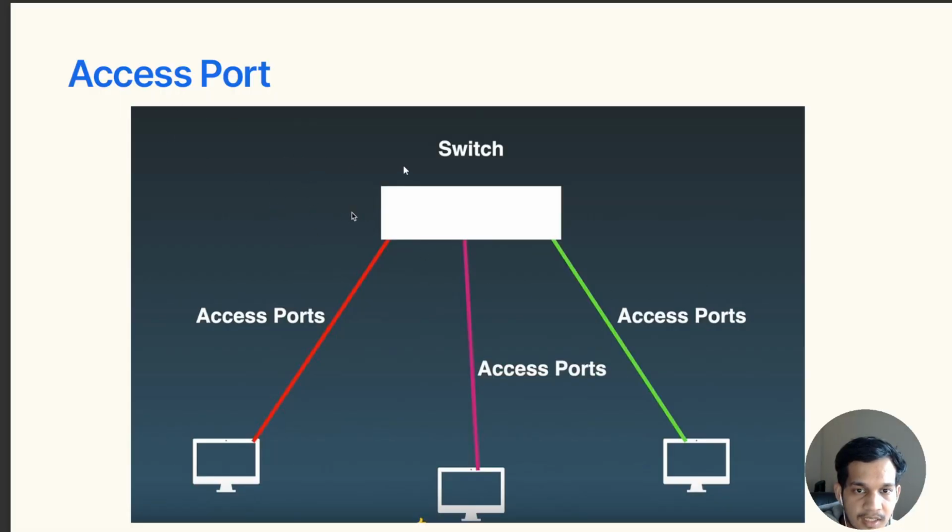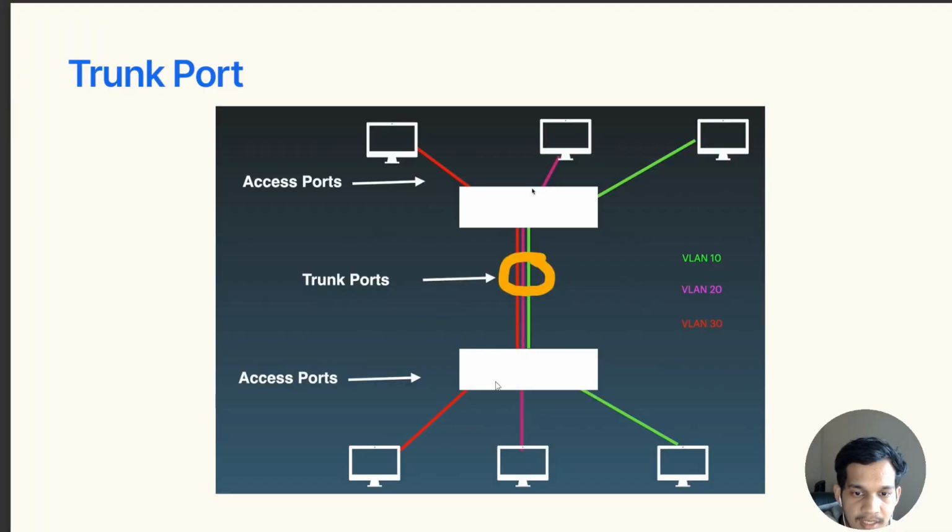So consider this as a switch with end devices connected. The end hosts being connected to the switch are called access ports. And then let's say we have two switches connected with an interface. Consider this as one interface, and it carries the multiple VLAN traffic of VLAN 10, 20 and 30 through it. Since it is carrying multiple VLAN traffic, it is called a trunk port.